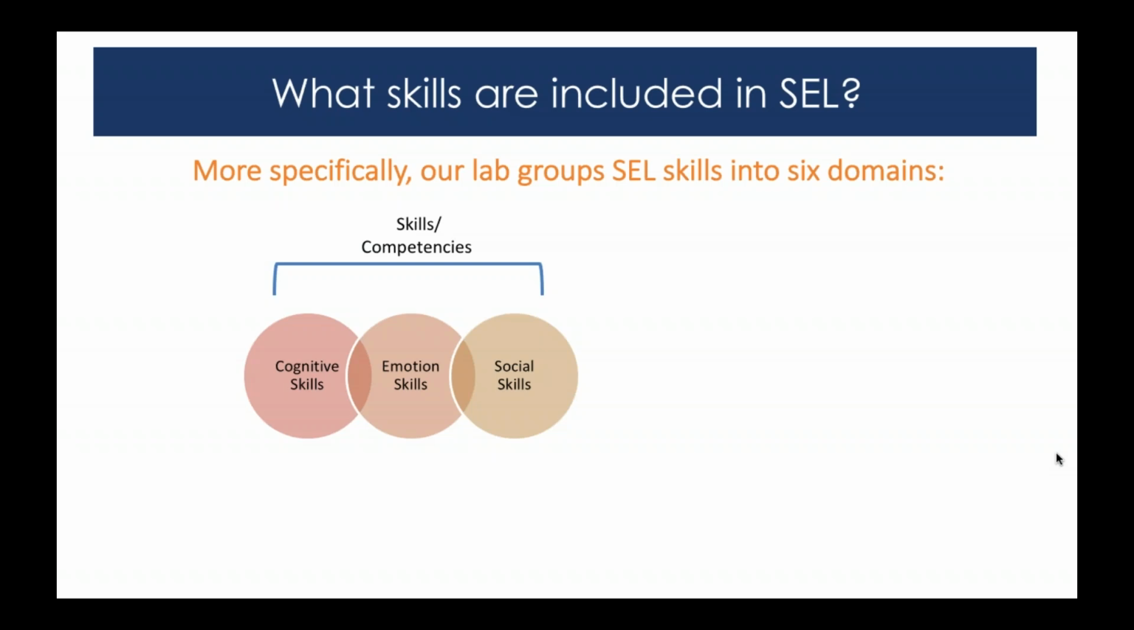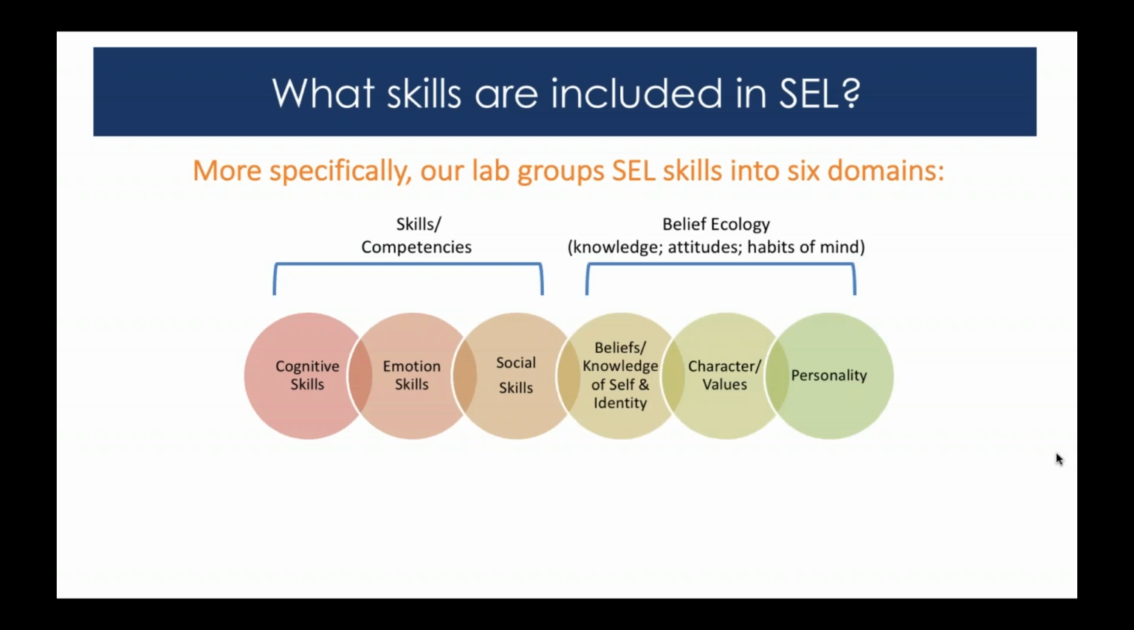And then these skills, we also like to think, are accompanied by what we call a belief ecology, which is a complicated term for saying it's basically the set of knowledge, attitudes, and habits of mind that act as an internal guide for your behavior and choices. So it includes things like beliefs about yourself and others and the world, your values, and your personality, things that are innate to you.